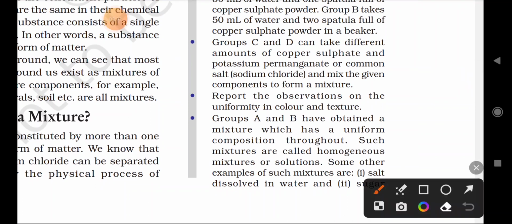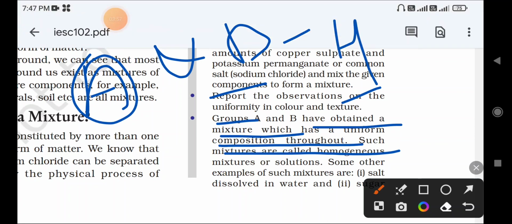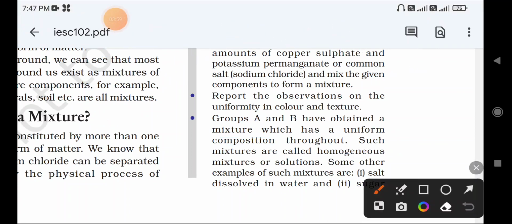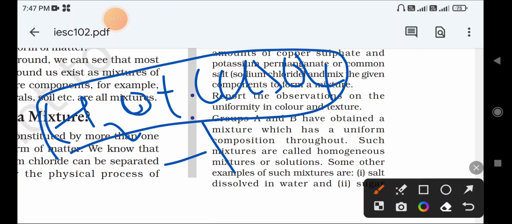Report the observations on uniformity in color and texture. After mixing these with water, check what color they have and find their texture. Group A and B have obtained a mixture which has a uniform composition throughout. Such mixtures are called homogeneous mixtures. Groups A and B contain water plus copper sulfate, correct? The type of solution they obtained is called homogeneous.